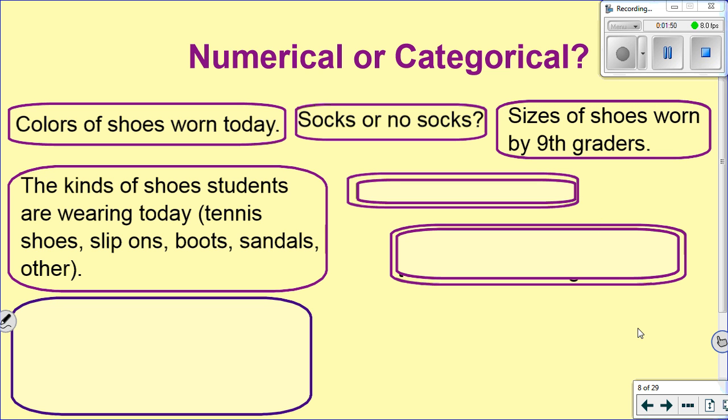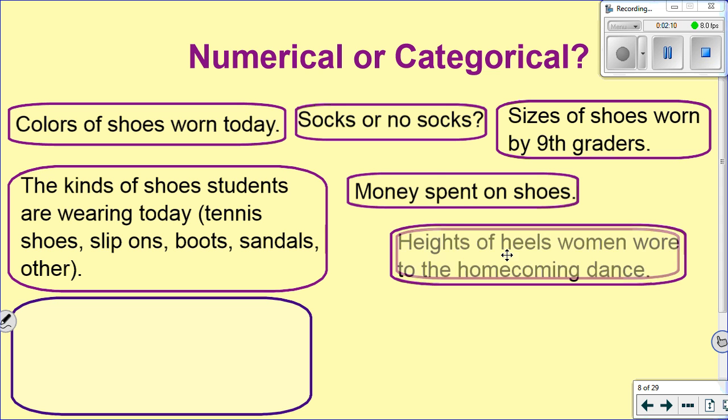Next, sizes of shoes worn by 9th graders. Well, I can give that a number, right? Size 7, size 6, size 10. So that's going to be numerical data, because again, I can give it a number. Money spent on shoes. My shoes cost $40. My shoes cost $60. So again, I can give that a number. So that's going to be numerical.